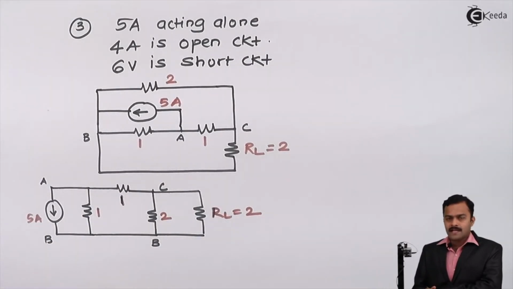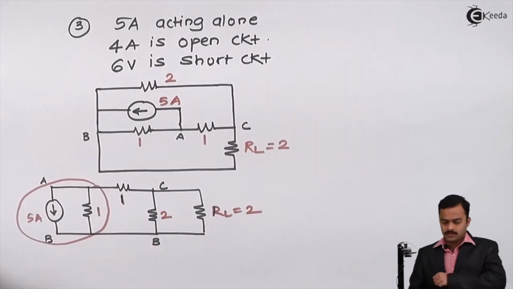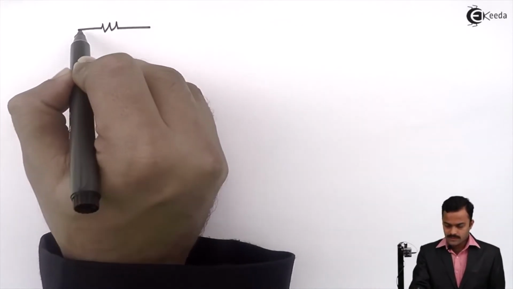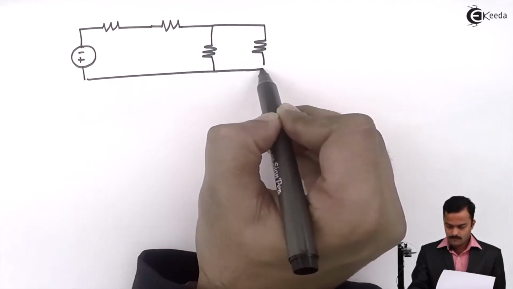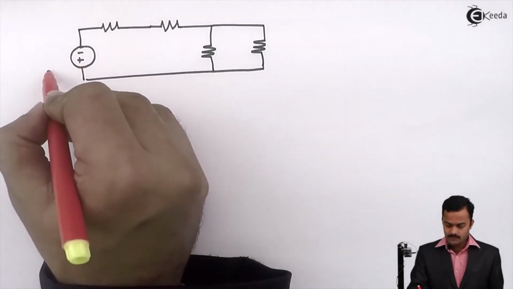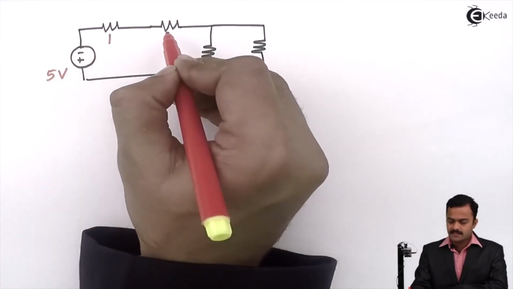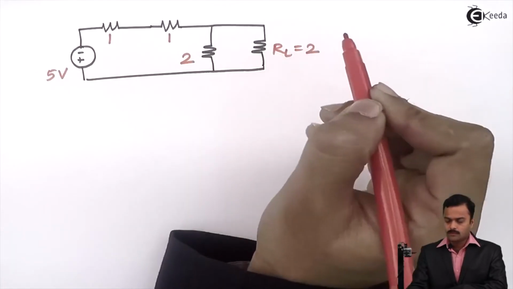Now again, as we have done source transformation in the previous case, let's transform this current source into an equivalent voltage source. After doing source transformation, I will get a voltage source like this. The value of that voltage source is 5 volt, and the 1 ohm which was connected in parallel will come in series. This 1 ohm is already given, 2 ohm, and this RL is 2 ohm.